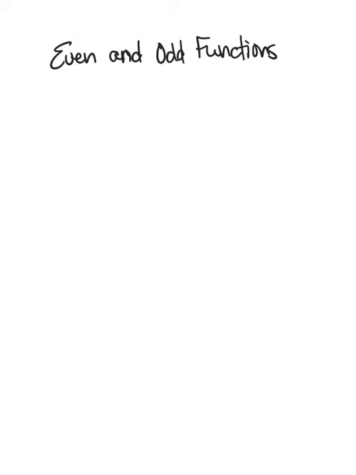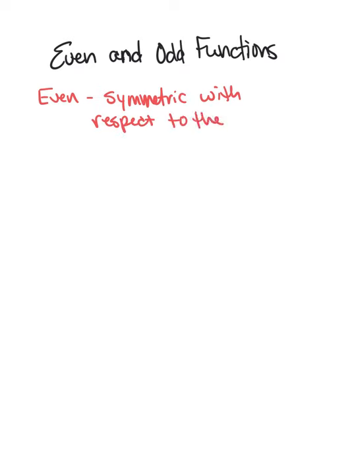Okay, so this should be a relatively quick video about even and odd functions. If a function is even, then that means that it is symmetric with respect to the y-axis. To determine if something is symmetric with respect to the y-axis, we are going to keep the y the same and negate x.